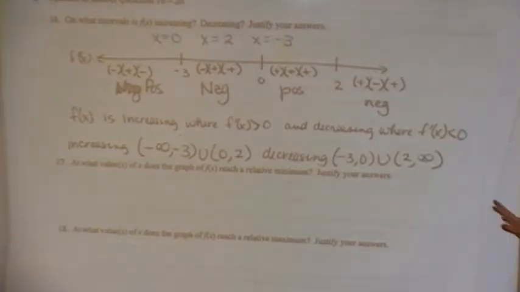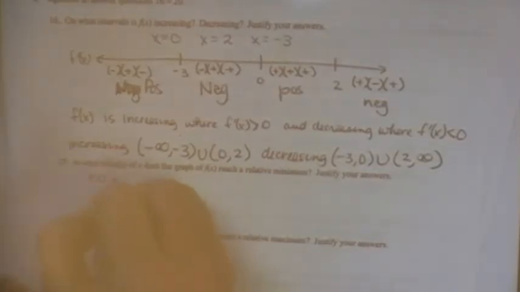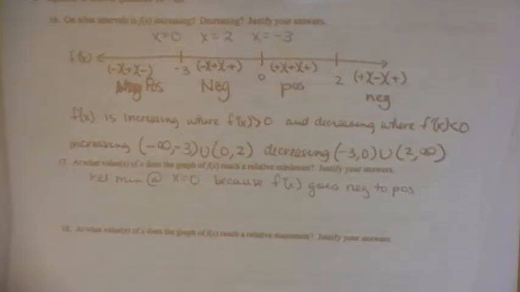So now we've done all the work to answer the rest of the questions. Where's my relative minimum? I have the relative min at x equals 0, because that's where the derivative goes from negative to positive. I have 2 relative maximums.